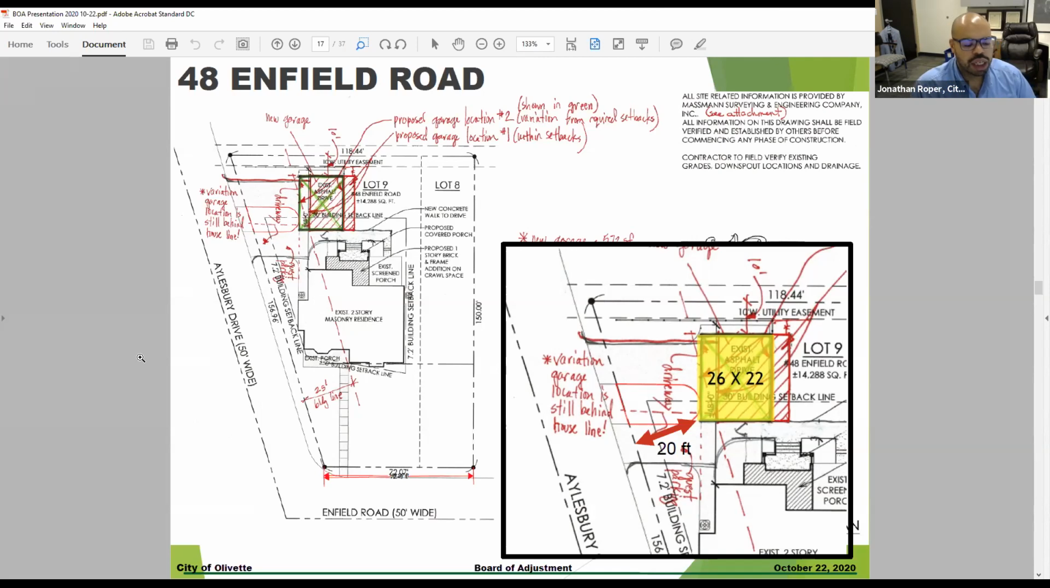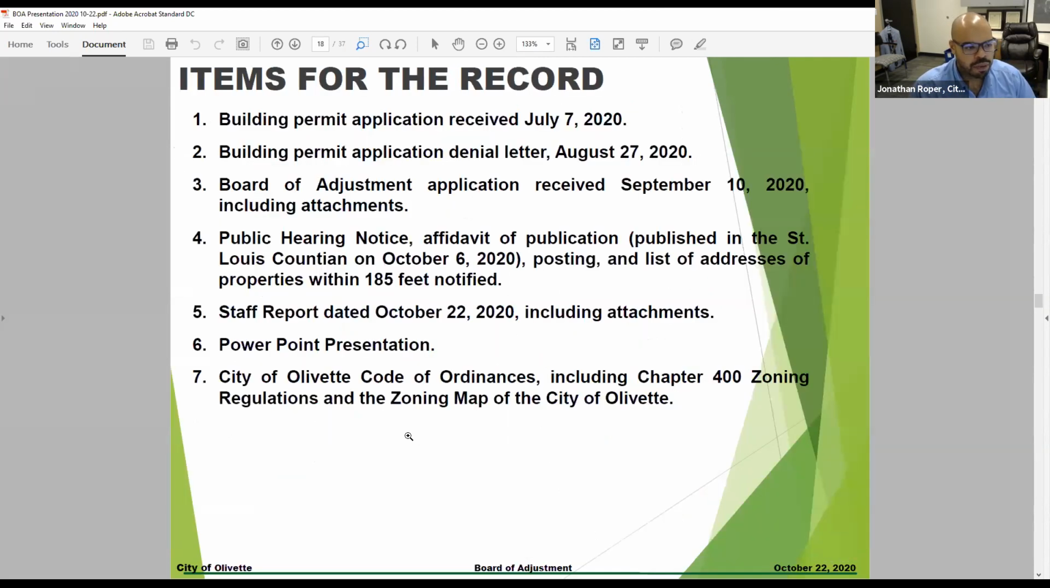Next slide, please. And items for the record: the building permit application was received on July 7th, 2020. The building permit application denial letter, which is both the application and denial letter within your packet, was denied on August 27, 2020. The Board of Adjustment application, which is also in your packet, was received on September 10th, 2020, including attachments.